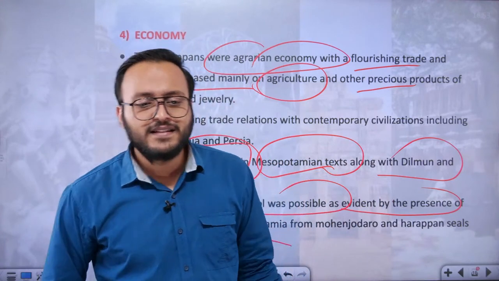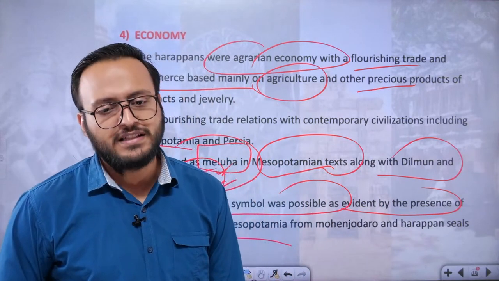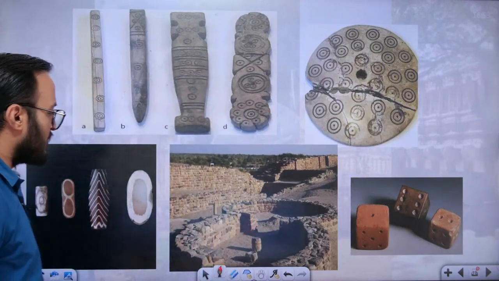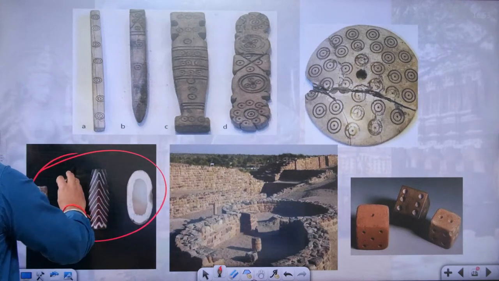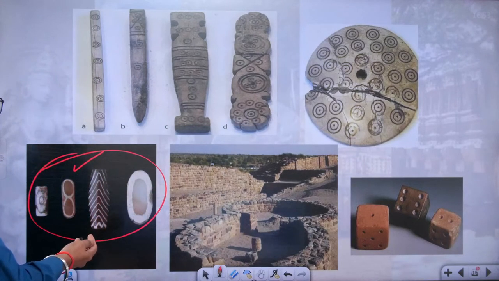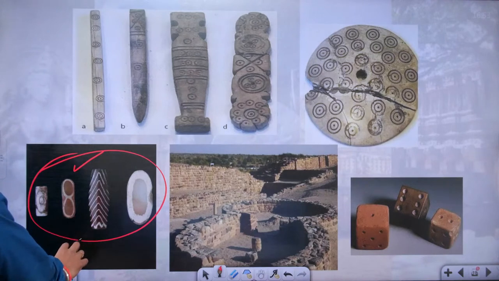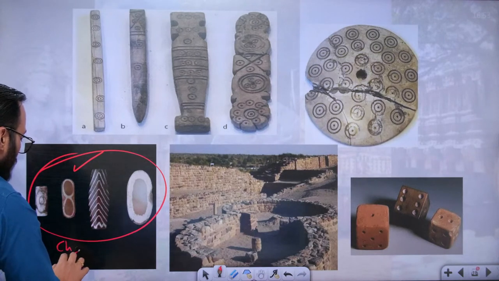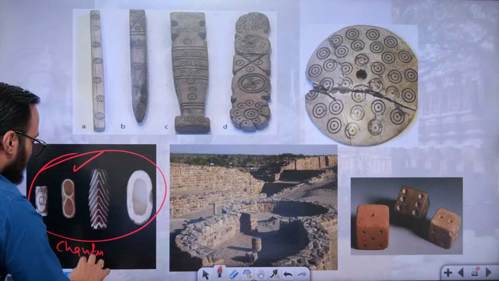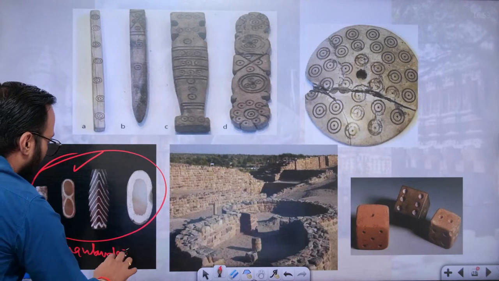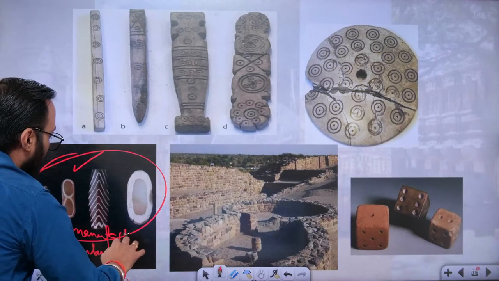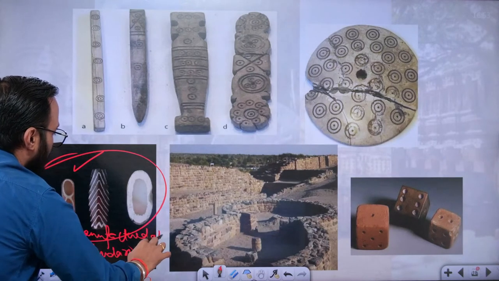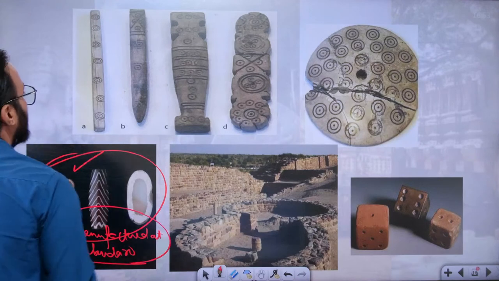Okay, so this is something very similar, right? Apart from that, you can also understand, with the help of the presence of these beads, that they were used in the manufacturing of jewelries, and these were manufactured at a place called Chandhudaro. Okay, Chandhudaro. So they were manufactured at Chandhudaro. All right.